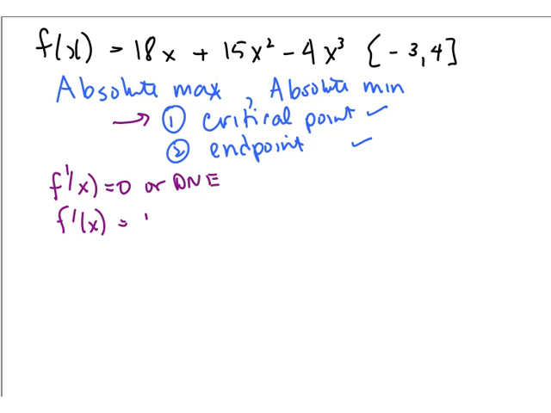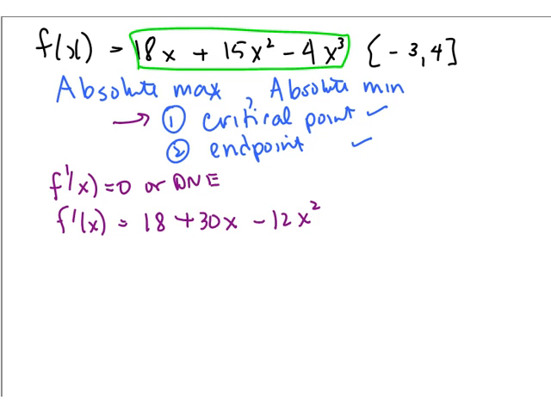So the derivative is 18 plus 30x minus 12x squared. Actually, before I start, I should always establish the natural domain of the function, and it's all real numbers in this case because it's a polynomial. Just sort of skipped over that point, but it's an important piece of the puzzle, especially in more complicated functions, which you will see later on.